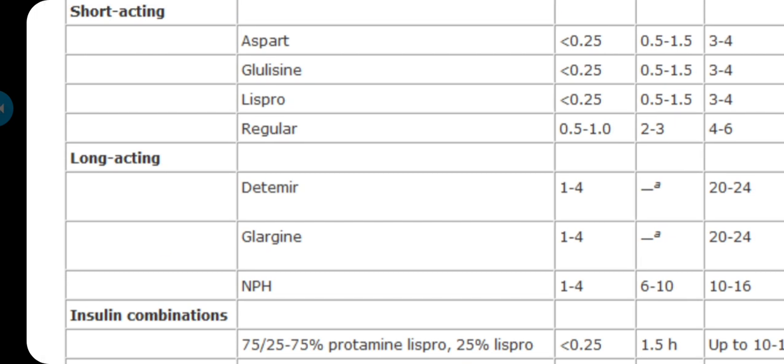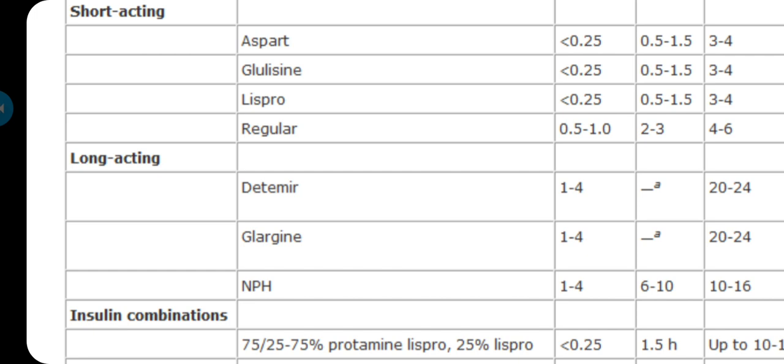Regular insulin is actually human insulin, and long-acting insulin includes detemir, glargine, and NPH. So aspart, glulisine, lispro, detemir, and glargine, we call them insulin analogs. That means their structure is almost the same, but not totally the same as human insulin. But regular insulin and NPH insulin are structurally the same as human insulin. That's why they are not analogs.